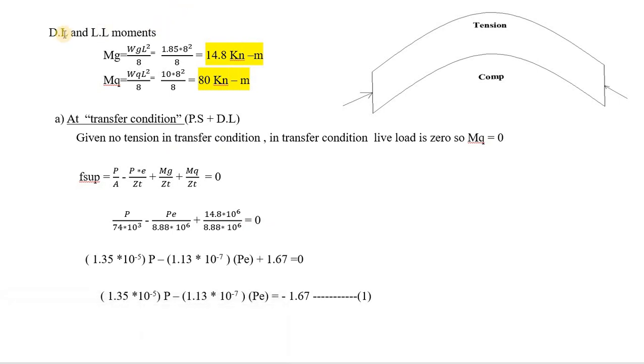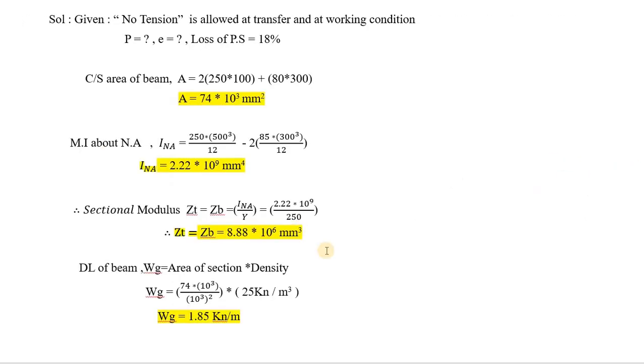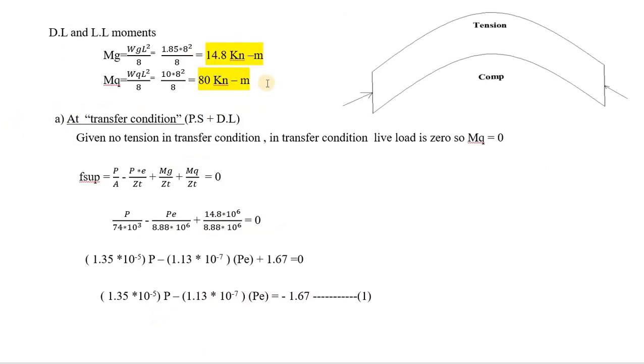Next one is, using dead load and live load, we should find out their moments. So the live load they have given in the question is 10 kilonewton per meter, and the dead load is 1.85 kilonewton per meter. So using these two values we should find out Mg and Mq.